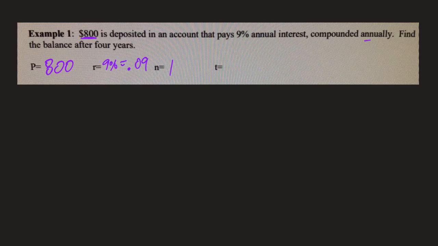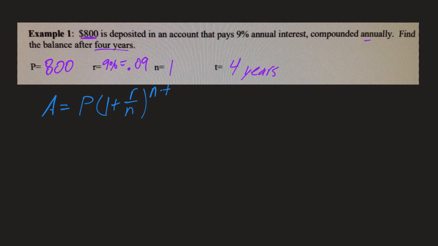And finally, T, we said we're going to leave the money in the bank for 4 years. So T will be 4. Okay, let's take a second and set up our formula for this. I'm going to copy the formula down real quick: A equals P(1 plus R over N) raised to the N times T power.